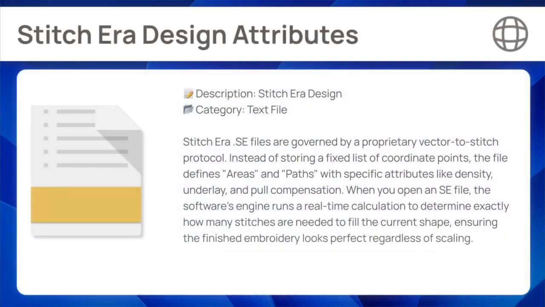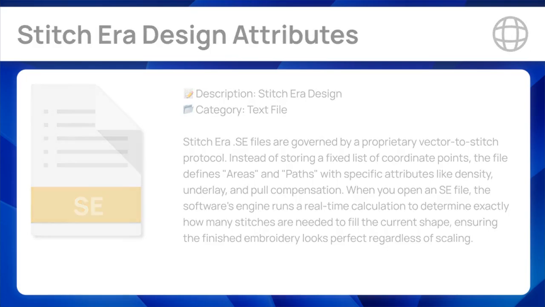Stitch-era .se files are governed by a proprietary vector-to-stitch protocol. Instead of storing a fixed list of coordinate points, the file defines areas and paths with specific attributes like density, underlay, and pull compensation. When you open an SE file, the software's engine runs a real-time calculation to determine exactly how many stitches are needed to fill the current shape, ensuring the finished embroidery looks perfect regardless of scaling.